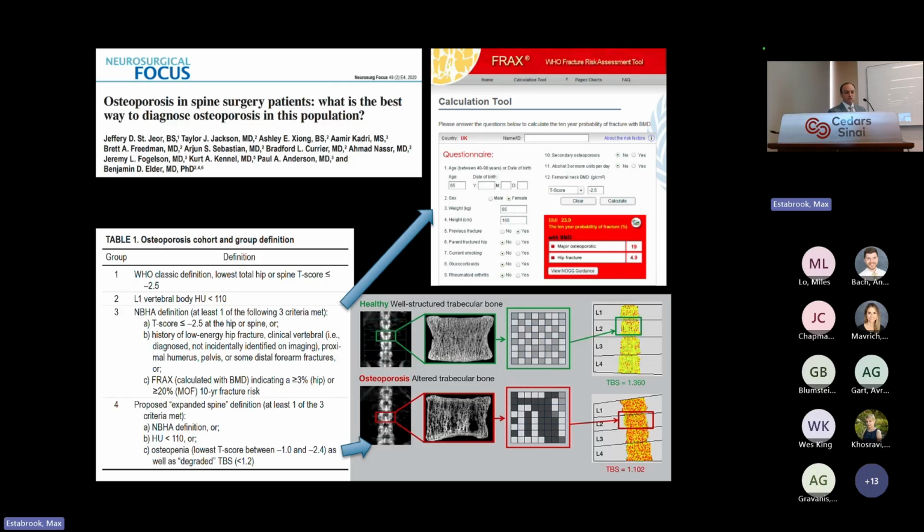And then they used the National Bone Health Alliance definition, which included DEXA, a history of a fracture, and this thing called the FRAX score, a tool designed to predict 10-year fracture risk based on the factors shown in the top right. And then the fourth category was the NBHA group 3 plus CT Hounsfield units, plus the trabecular bone score, an add-on to DEXA that looks at the microarchitecture of the bone, as shown here in the bottom right.